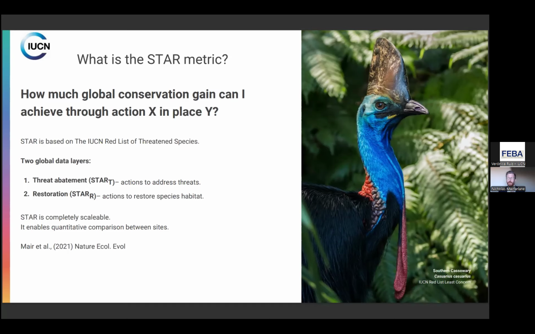It measures the potential contribution of 2 different kinds of actions to reduce species extinction risk. Threat abatement, that's actions to address threats to species in their current habitats. And restoration actions, actions to restore habitat and address threats to species in places where they used to live but have since been extirpated. And it works by drawing on information about where species live, how threatened they are, and why they're threatened. Next slide, please.